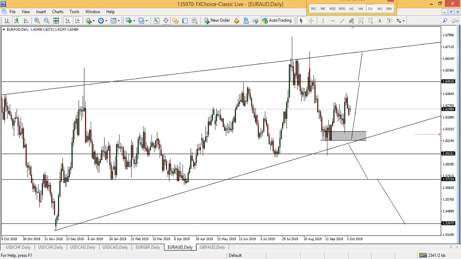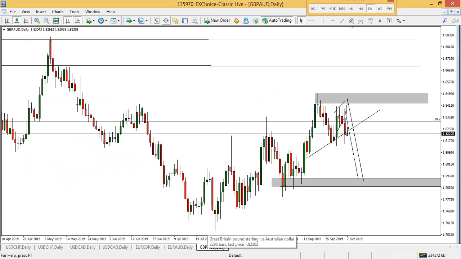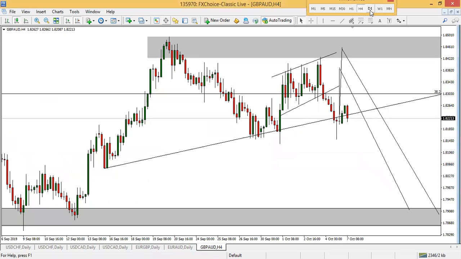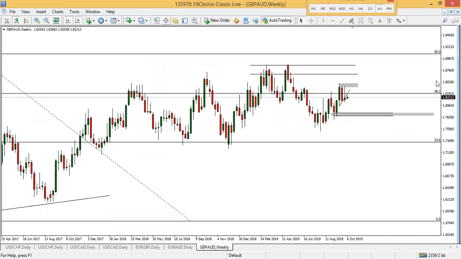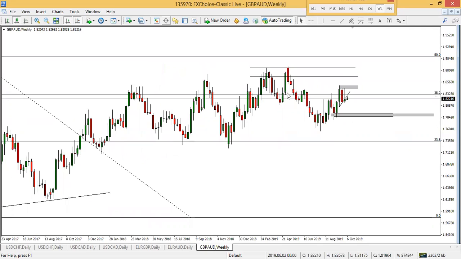And the last one, the pound. The pound AUD, very interesting pair. Okay, let me just take this off for you guys. It looks clumsy. The pound AUD.